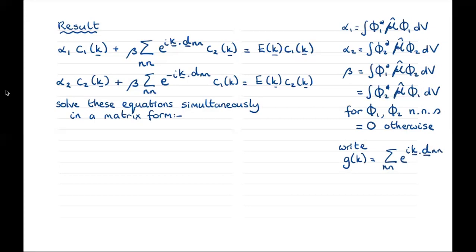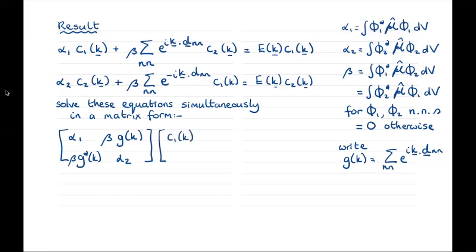So then our matrix has a particularly straightforward form: alpha 1, beta g of k from these terms, alpha 2, beta g star of k, alpha 2 from these terms, the coefficient of C1 and the coefficient of C2, times the vector C1 of k, C2 of k, is equal to E of k times C1 of k, C2 of k.